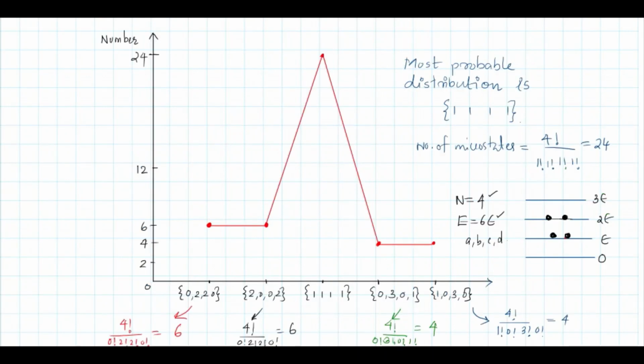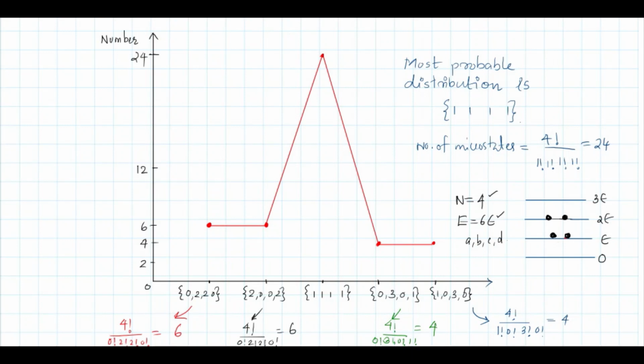I will explain that using this graph. This graph I already explained in the first lecture of this series. This is the case for a 4 particle system. N is equal to 4 and total energy is 6 epsilon. I have 4 single particle energy levels with energies 0, epsilon, 2 epsilon and 3 epsilon. And I have 4 particles.